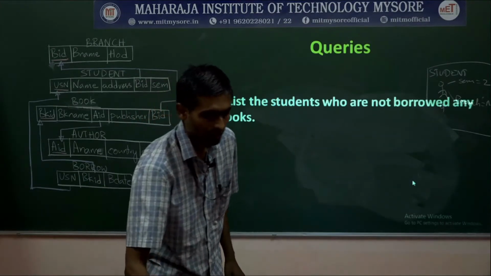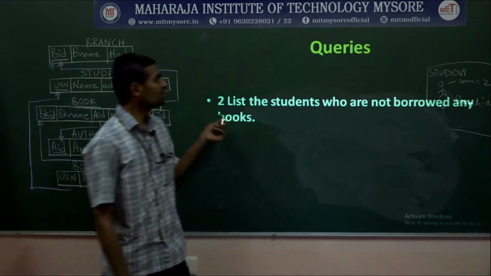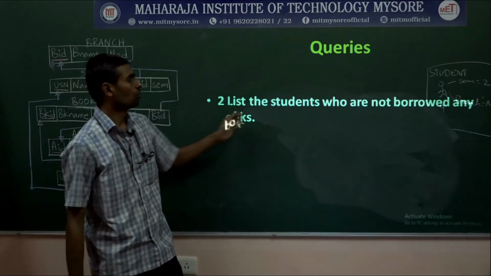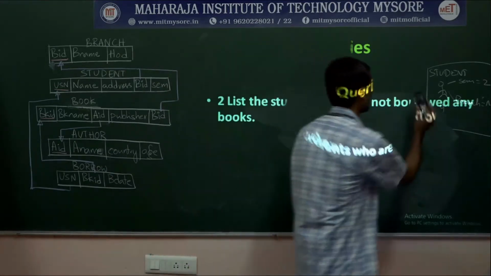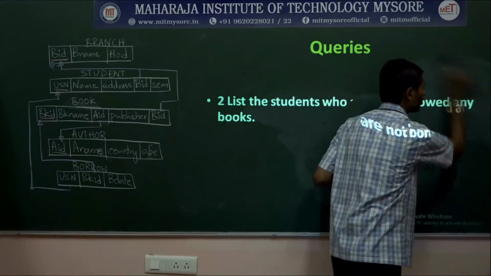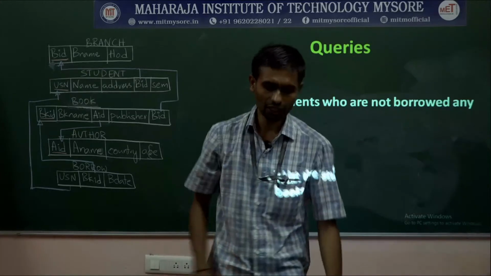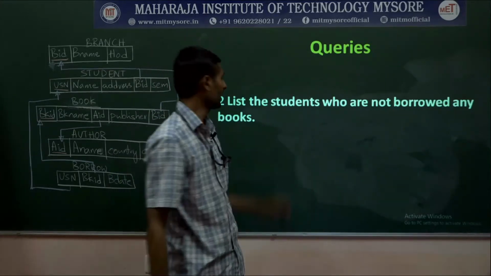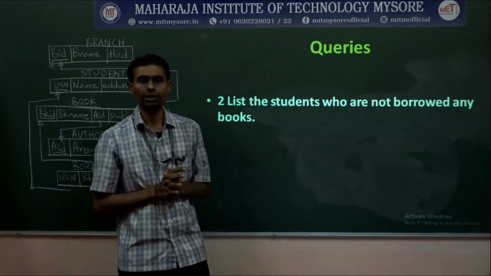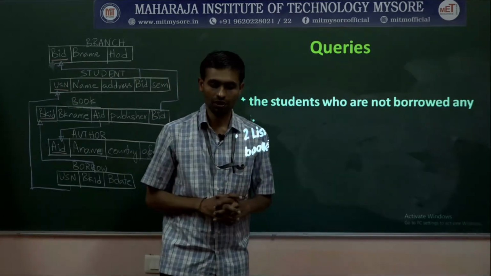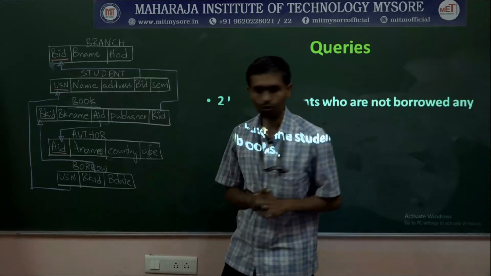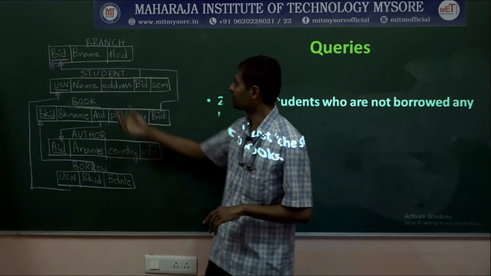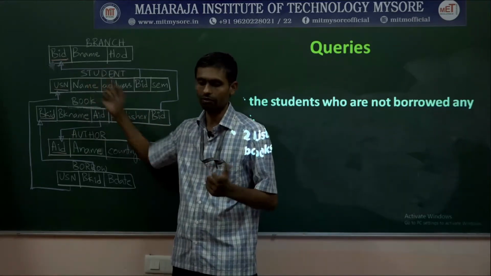Next query. The second question is like this. List the students who have not borrowed any books. So can you tell me, guys, how can I solve this query? Students who have not borrowed any books. So which table is required? To display such students, I definitely require a student table, fine.